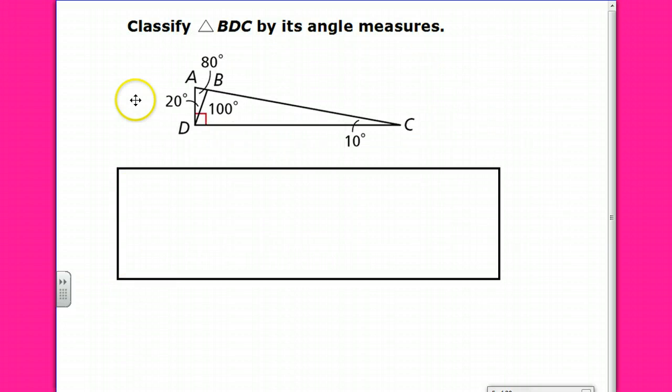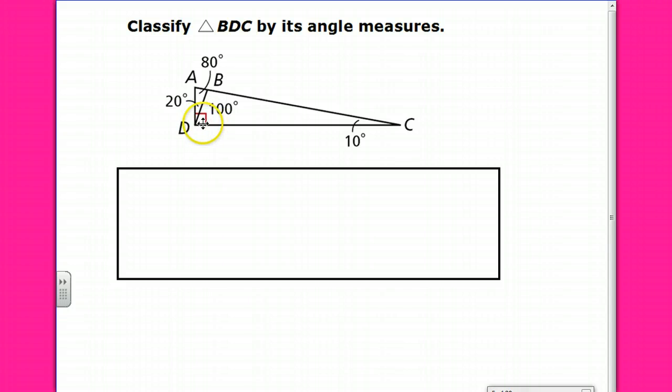All right, we are to classify triangle BDC by its angle measures. So remember that you can take your eraser or your pencil and trace over the triangle that we're being asked to classify. It isn't the largest triangle in this figure, it's BDC. So we want to analyze the angles, right, and see what kind of triangle this is. I see a 10-degree angle here, right? And then we see a 100-degree angle here.